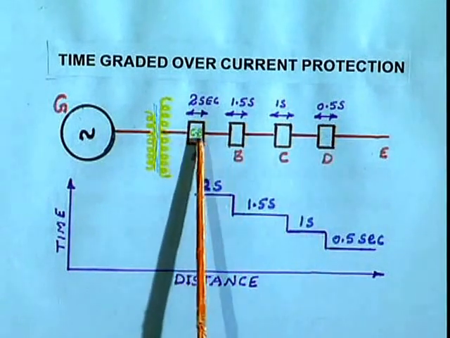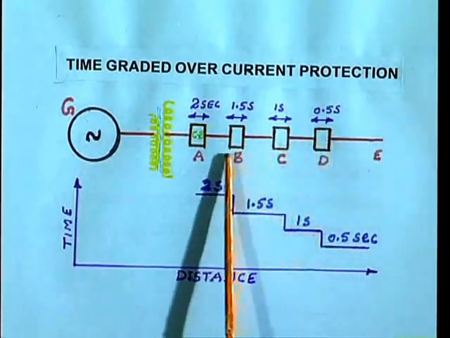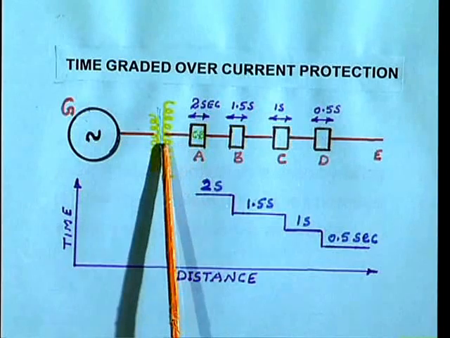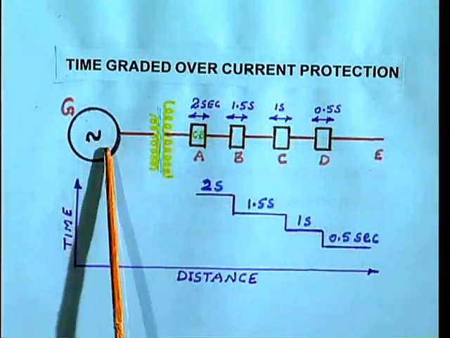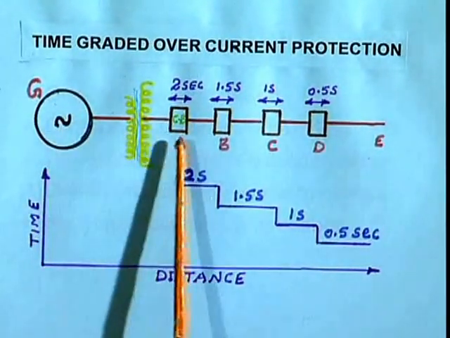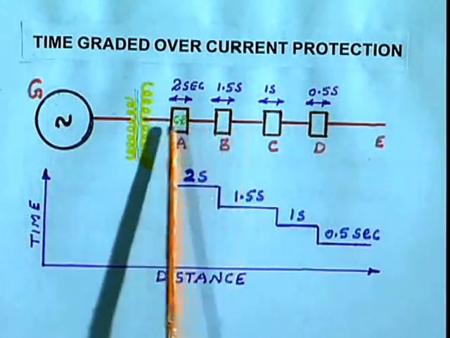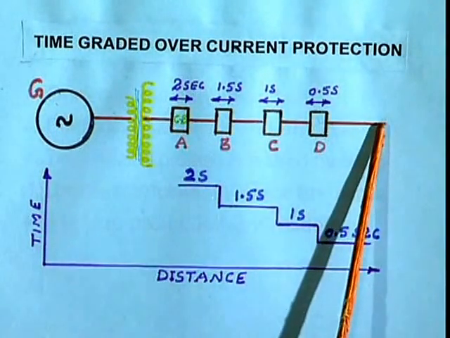These blocks are nothing but circuit breaker 1, circuit breaker 2, circuit breaker 3, circuit breaker 4. That means all the circuit breakers in the substations are connected in series with the transformer. The transformer is again connected in series with the generator. So this is called a radial feeder, that means only one feeder existing in the line.